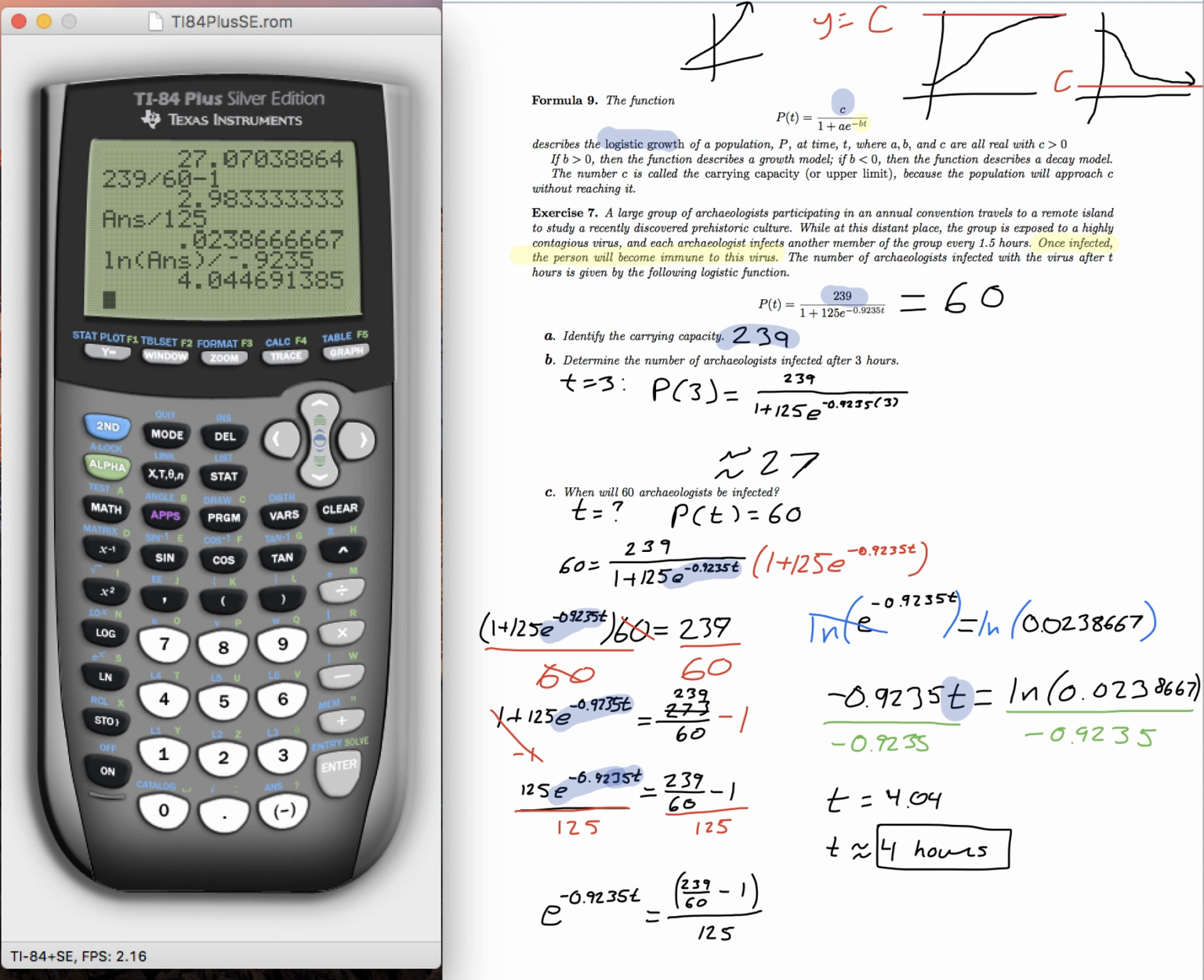All right, so that is a great capstone question that covers a lot of different techniques, getting stuff out of an exponent, solving a rational equation out of the blue. I want to look at one final type of exercise, and that is involving carbon dating.